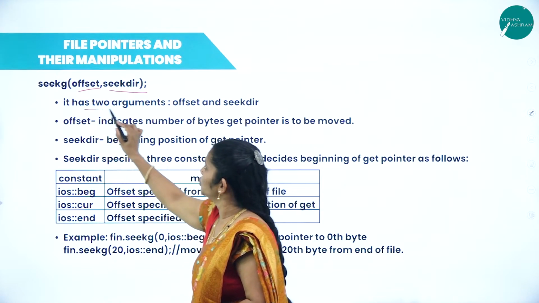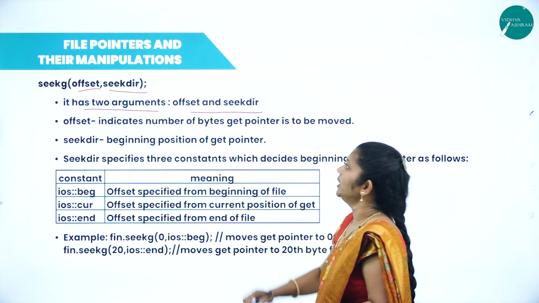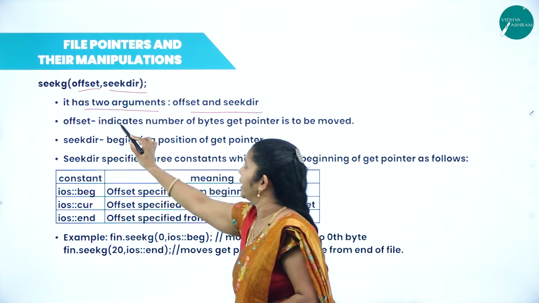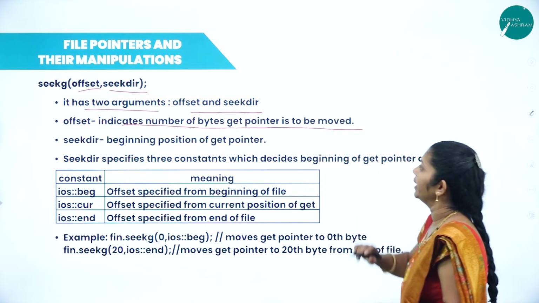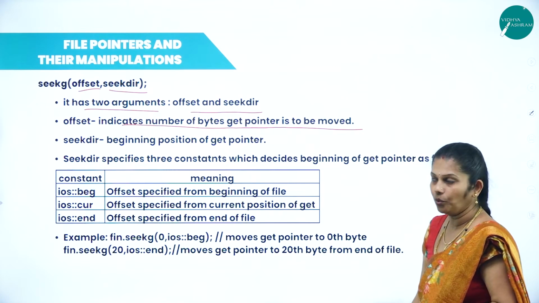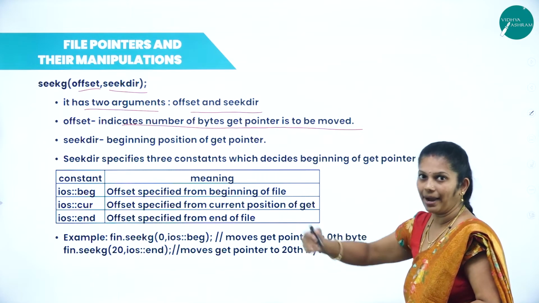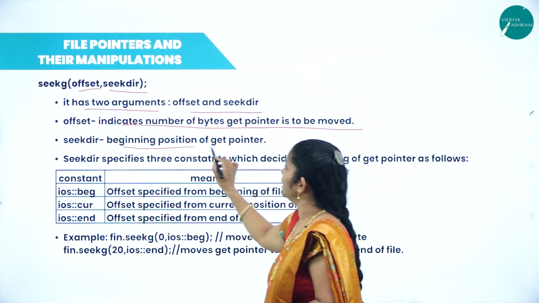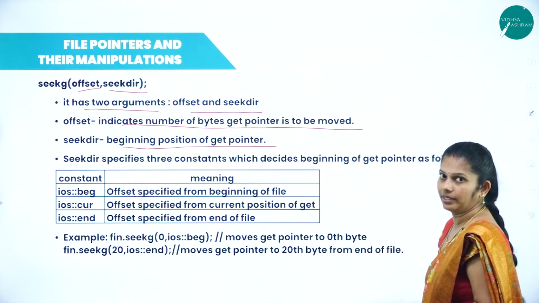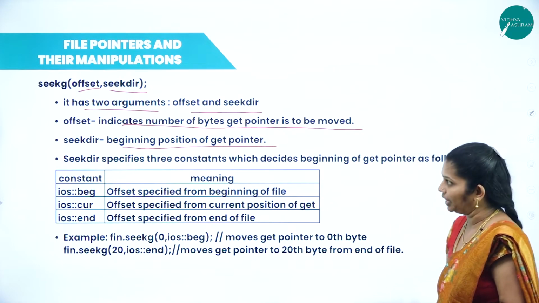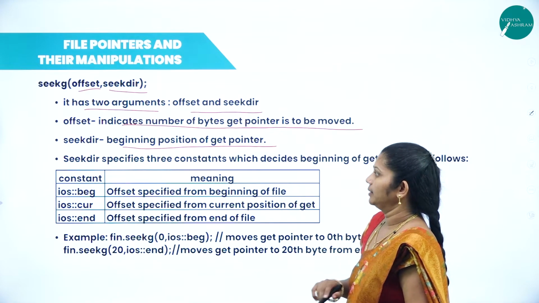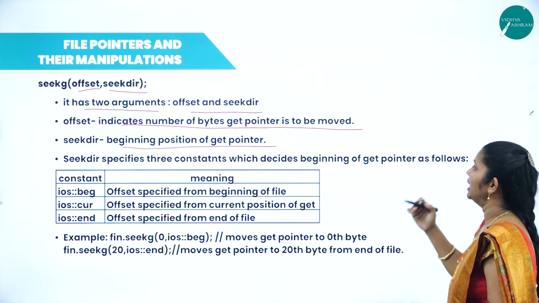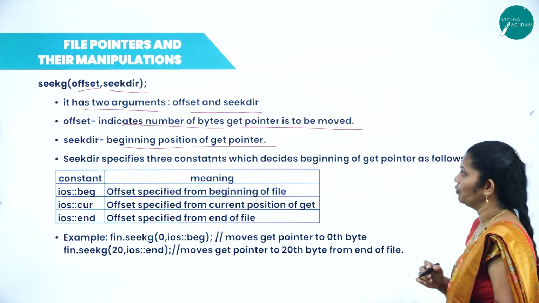Here it has two arguments, offset and seek dir, that is seek direction. Offset indicates the number of bytes the get pointer is to be moved, how many bytes it has to be moved. Whereas seek dir is the beginning position of the get pointer, from where exactly it is starting. Seek dir specifies three constants which decide the beginning of the get pointer as follows.